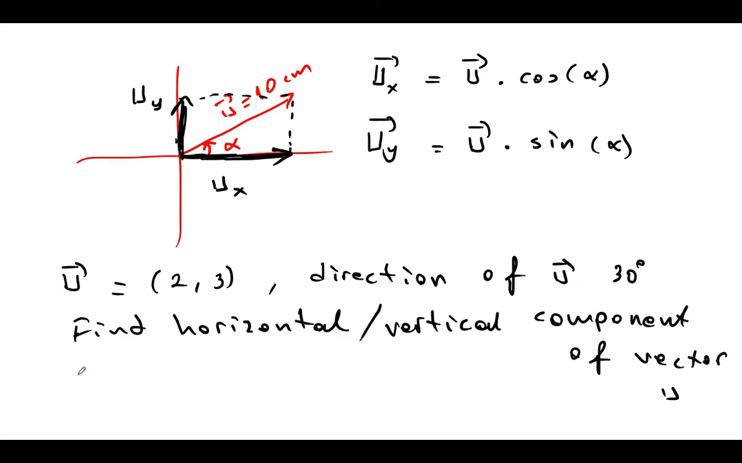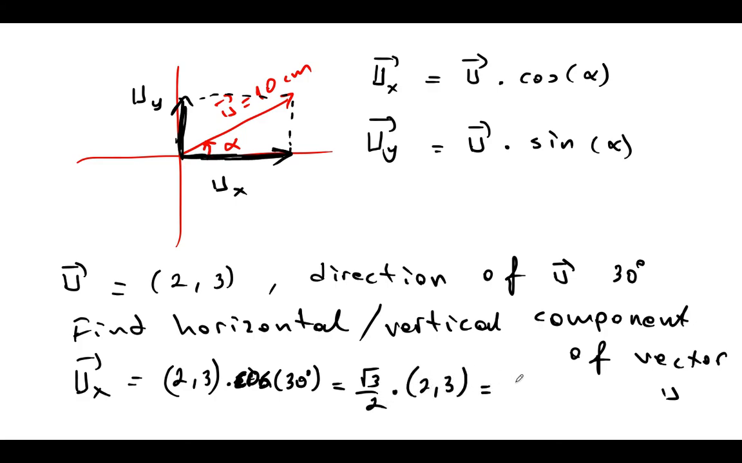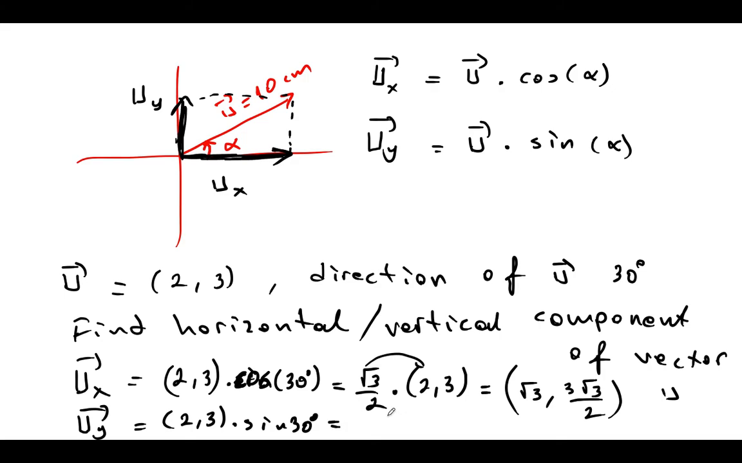The answer is so simple. The horizontal component ux is equal to vector u, which is (2, 3), times cosine of 30 degrees. Cosine of 30, by using the calculator, is root 3 over 2, times (2, 3). When you distribute this, it will be (root 3, 3 root 3 over 2). And uy, the vertical component, is (2, 3) times sine of 30. Sine of 30 is 1 over 2, times (2, 3), which is (2 over 2, 3 over 2), which means (1, 3 over 2).